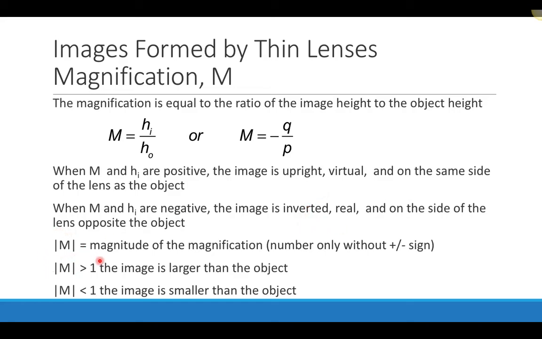The magnitude of the magnification, which is just the number that we get without the plus or the minus sign, tells us something about whether the image is larger than the object or smaller than the object. If the magnitude of the magnification, the number itself, is greater than 1, that means that the image is larger than the object. And if the magnification is less than 1, that means that the image is smaller than the object. And we're going to look at some examples a little bit later.